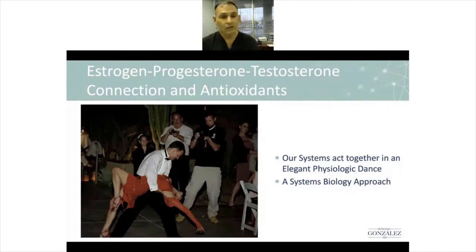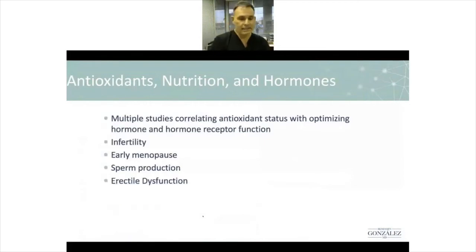Her hormone levels were all over the place and not being managed, because all we were thinking of at that time, or her specialists were thinking of, was her heart, her lungs, but not a systems biology approach, as a human being who needs to be looked at from the perspective of her overall health. There are multiple studies correlating antioxidant status with optimizing hormone and hormone receptor function. Low antioxidant levels, whether you're a vegetarian or not, you have to be measured, increase the chances for issues with hormones, including infertility, early menopause, poor sperm production, erectile dysfunction.